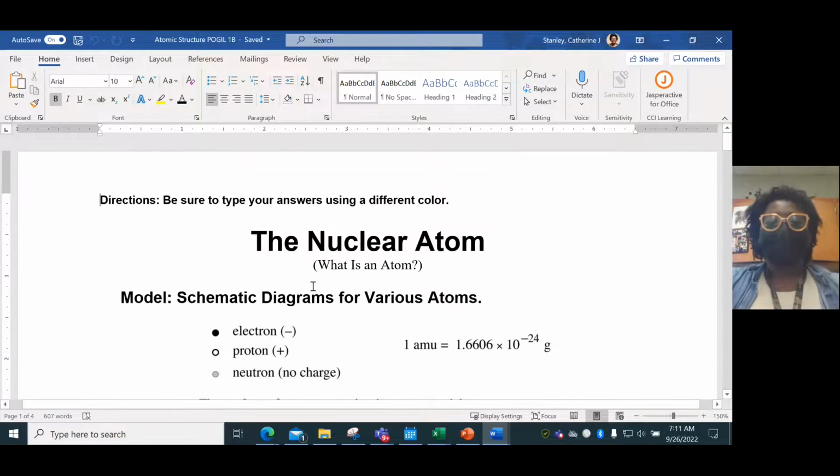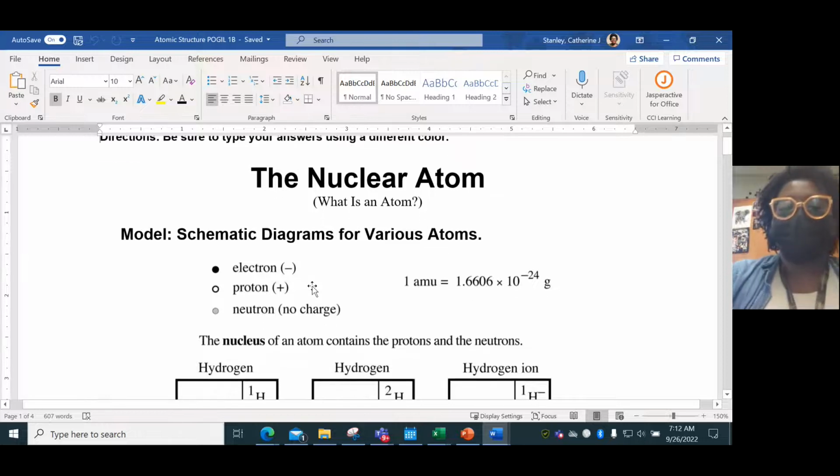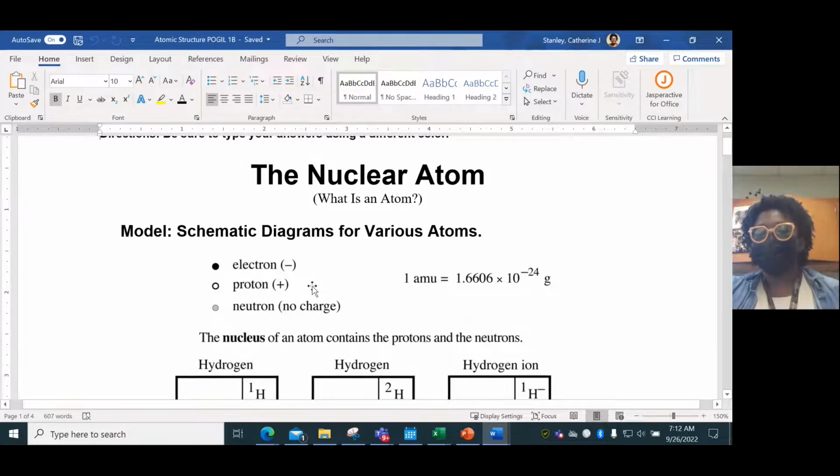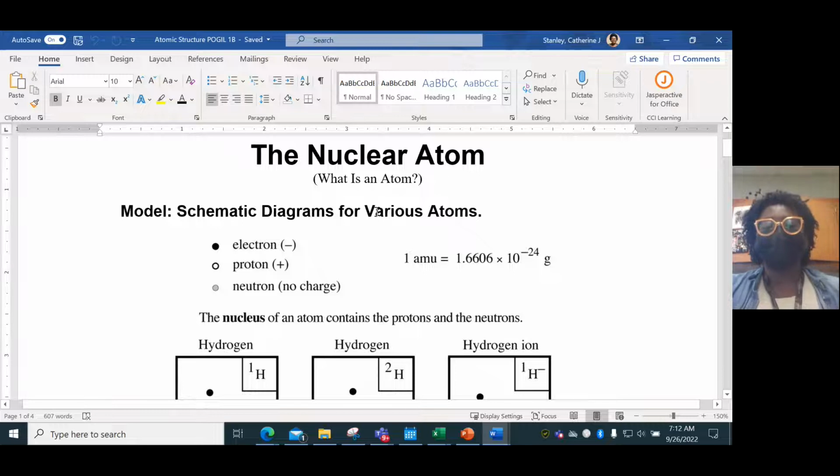Here we go. It says, be sure to type your answers in a different color. The atom, the nuclear atom. What is an atom? That is the goal for today, to determine what an atom is. Here we've been given a key. What does the black dot represent? What does the open white circle represent? What does the gray circle represent? Neutrons. Okay, here we go.